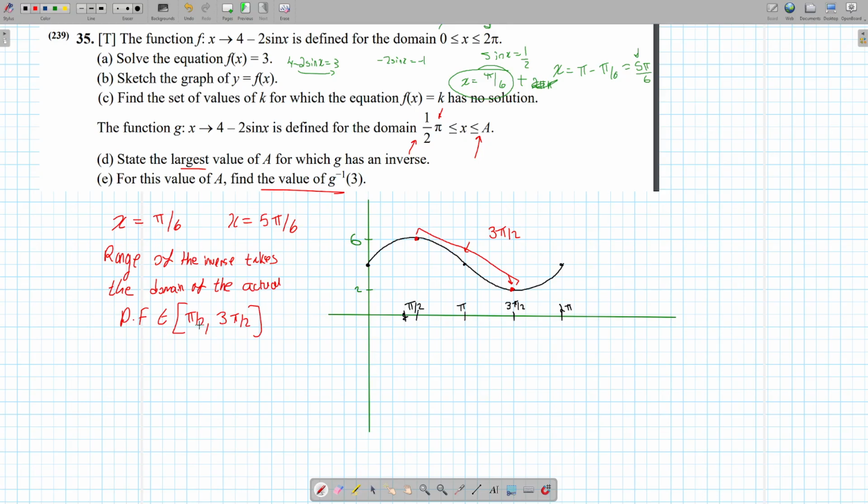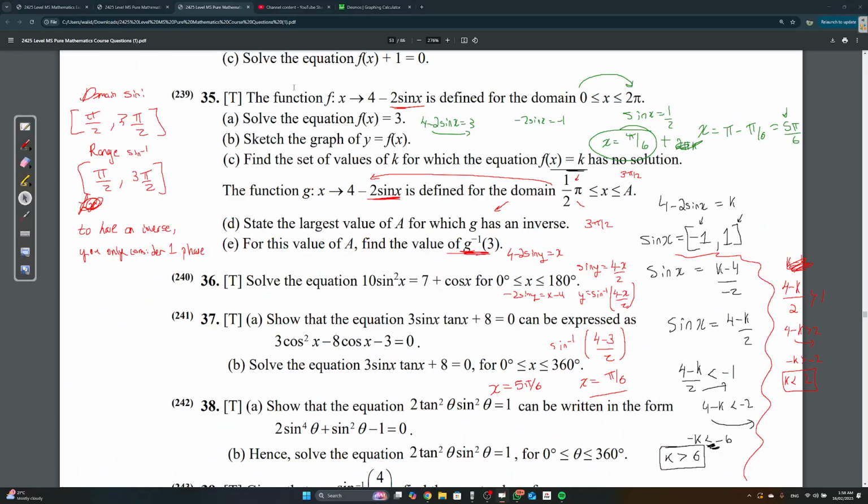So what does that mean the range is? The range of the inverse, of sine inverse, is going to be pi over 2, 3 pi over 2. I can't say anything else other than this. I'm trying my best. So since you know now that the range is pi over 2, 3 pi over 2, which one's going to fit? This one. Okay?